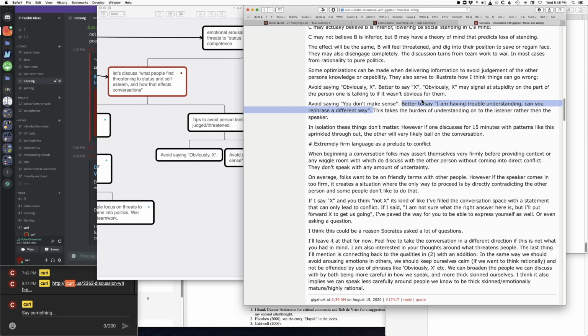Another way to look at it is, if this type of thing was good enough to solve the problem, why aren't there way better discussions? There are enough people who have read books like Nonviolent Communication, or How to Talk So Kids Will Listen, or whatever it is. Anyway, there's a bunch of books on this stuff.